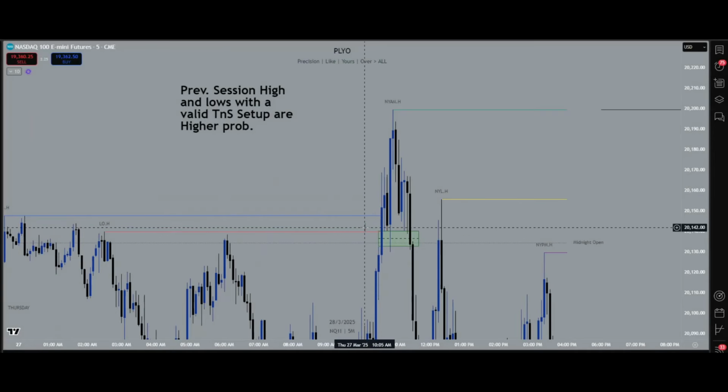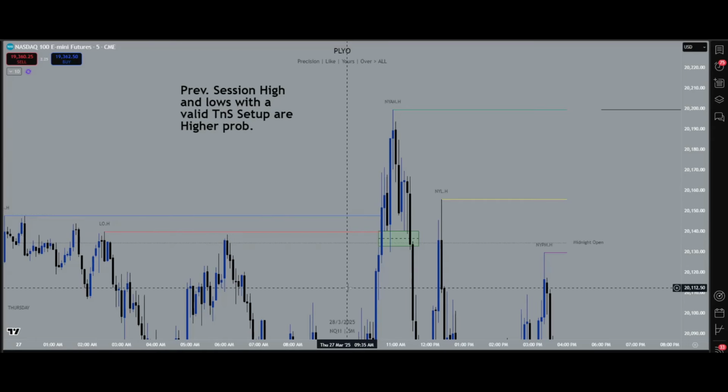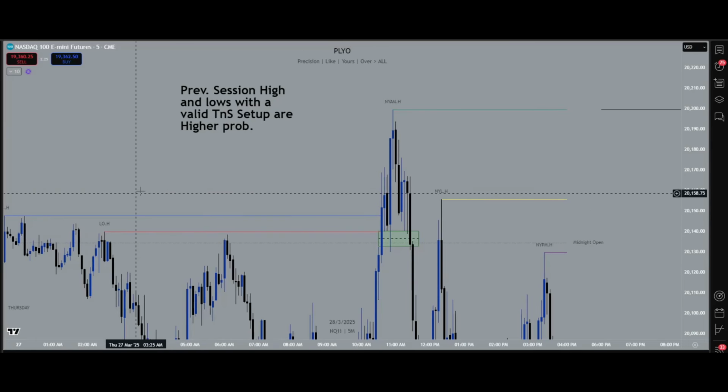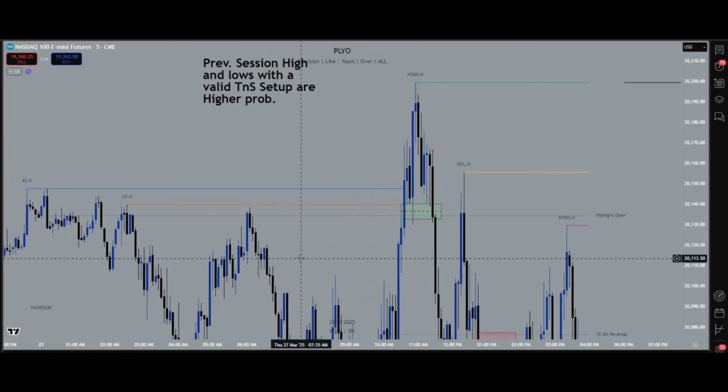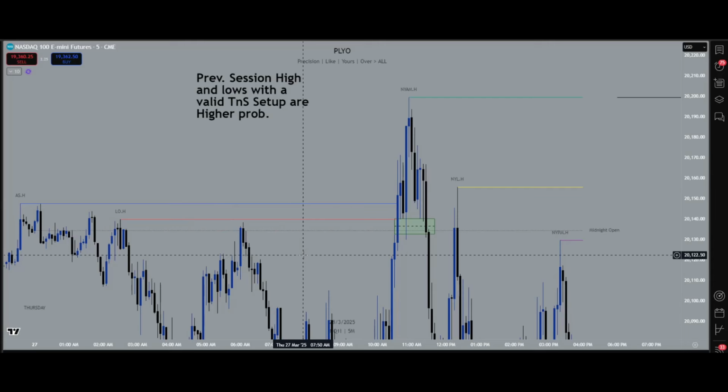So whenever you see this actually be a valid TNS setup, it's high probability to take. It's going to be stronger than just an average TNS setup, and the reason why is because previous session liquidity acts as a reference point in the market. Simple as that.